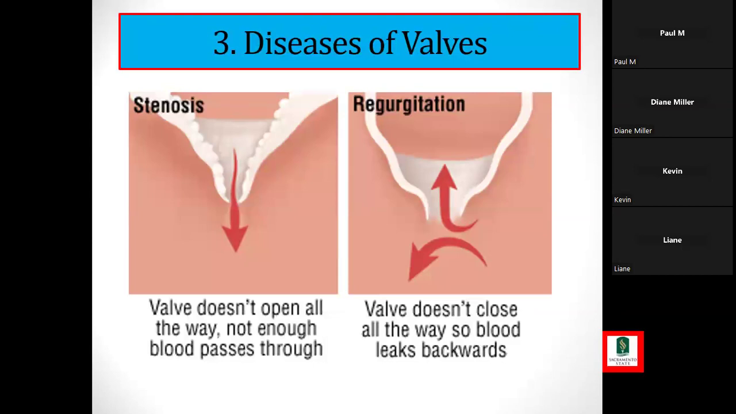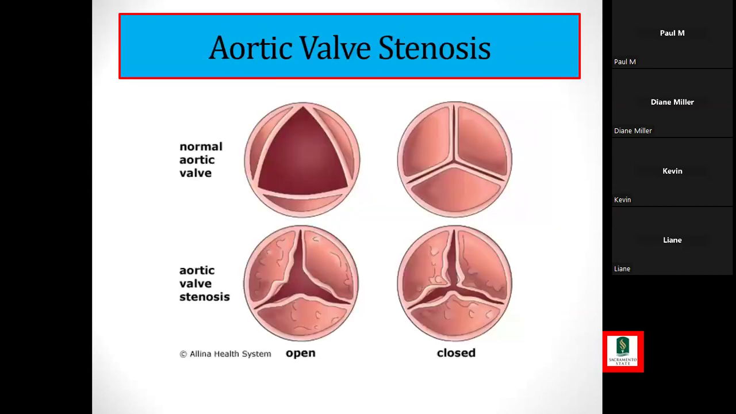Okay, so in general, two kinds of things can happen with valves. Either they can get stenotic, which means that the valve is just stiff, it doesn't open up all the way, or they're flappy. They don't close well and the blood just regurgitates back up. When the valve is stenotic, you can see down there on the left, it's just stiff. It just doesn't work well.